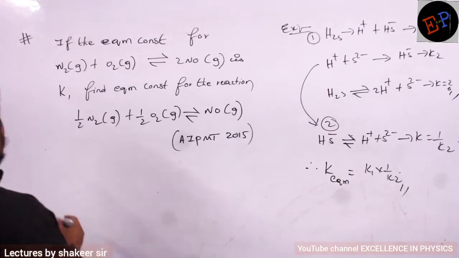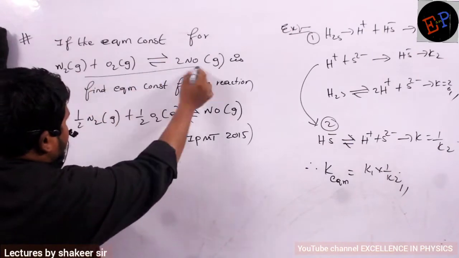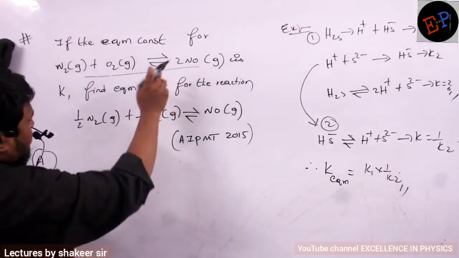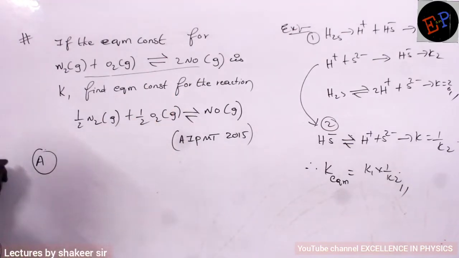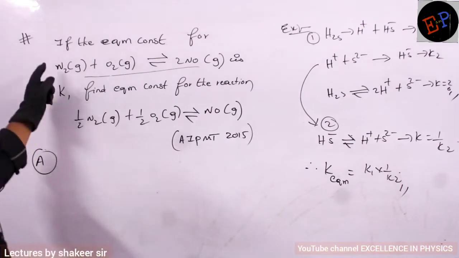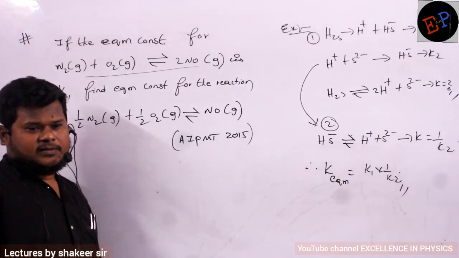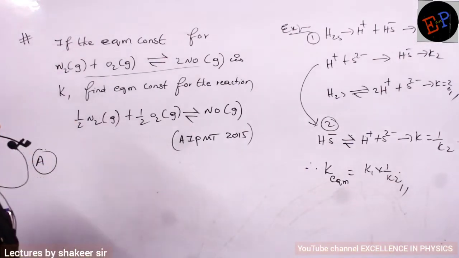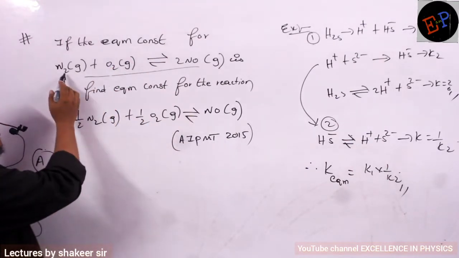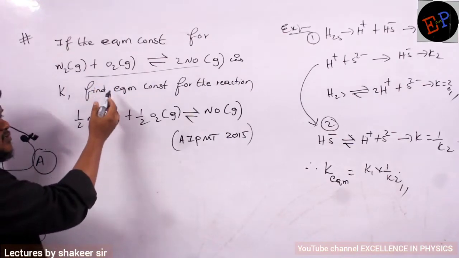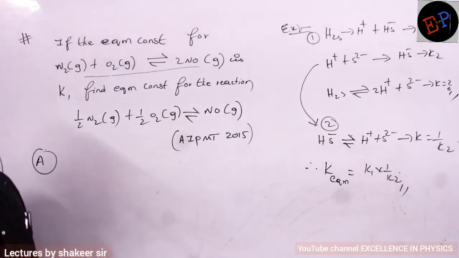See, this is the reaction. This is the given reaction with its equilibrium constant. Nitrogen and oxygen form 2NO. Then what is the equilibrium constant of this reaction? From this one, how can I compare it and find the equilibrium constant of the second one? This total equation is multiplied by 1 by 2. That's all. 1 by 2 into N2, 1 by 2 into O2, 1 by 2 into 2NO. It means the total reaction is multiplied by 1 by 2.